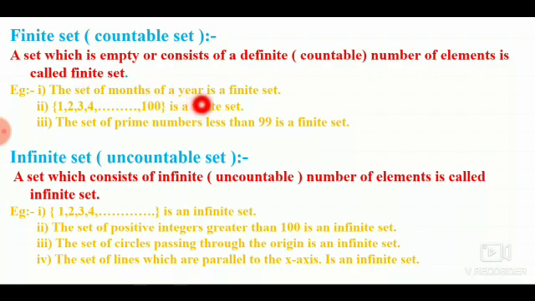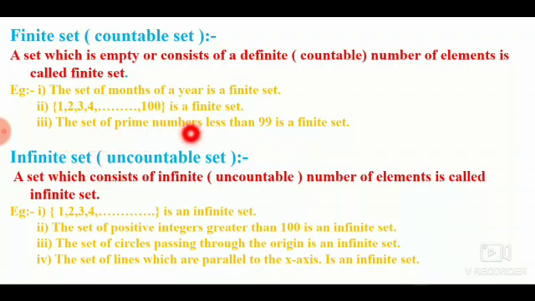months of a year is a finite set. In a year, there are 12 months which are countable. Therefore, such a set is called a finite set. Dear students, there is one more set containing the elements 1, 2, 3, 4, and so on up to 100. These elements are countable. Therefore, such a set is called a finite set.